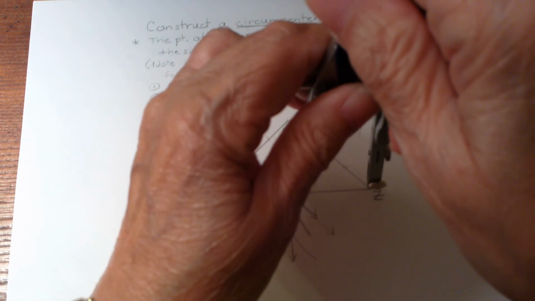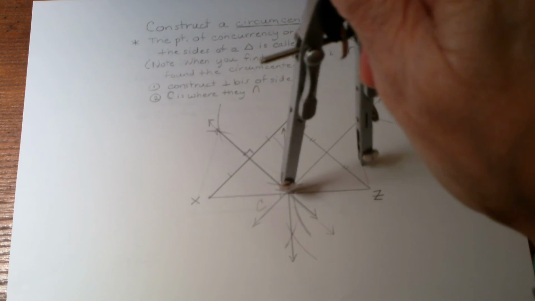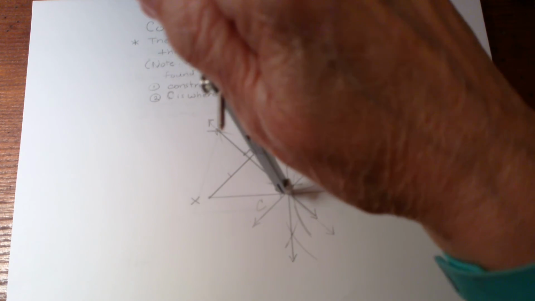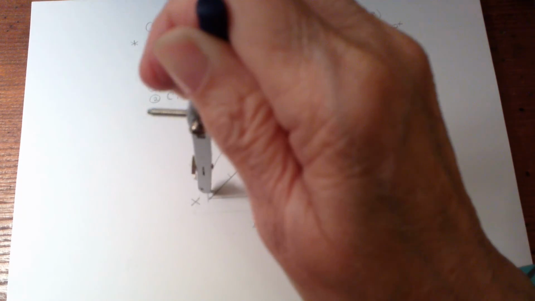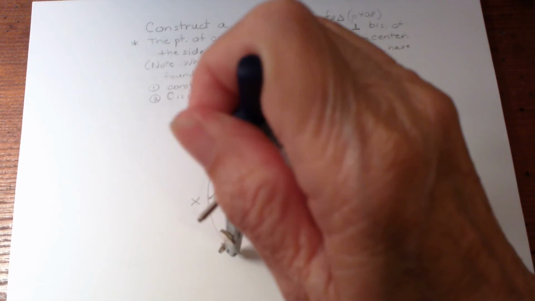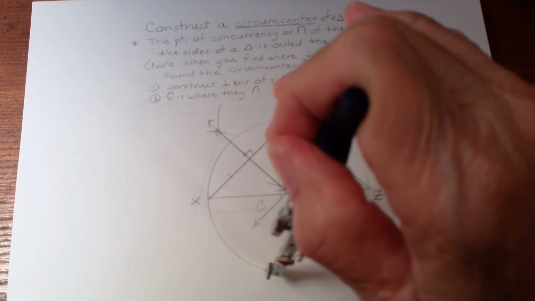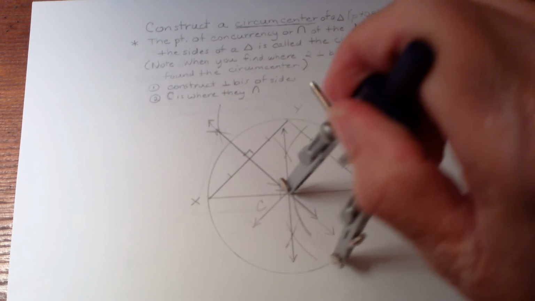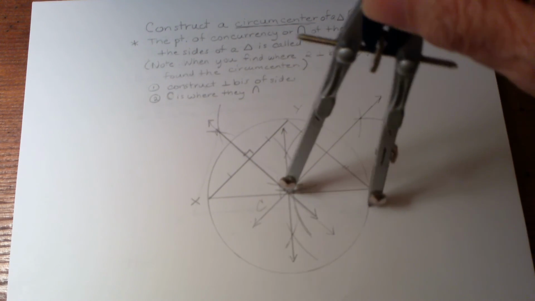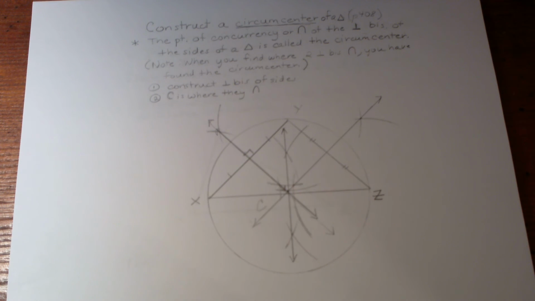But if I have done a circumcenter right, when I draw a circle, it should go through each one of those points on my triangle. And this triangle appears to be almost a right triangle. I didn't plan it that way because I just planned this to be any triangle. So you need to practice constructing perpendicular bisectors of sides, and where they intersect, that will be your circumcenter.